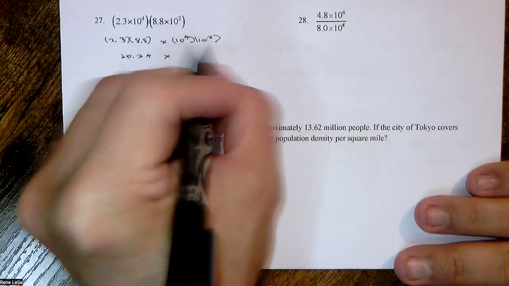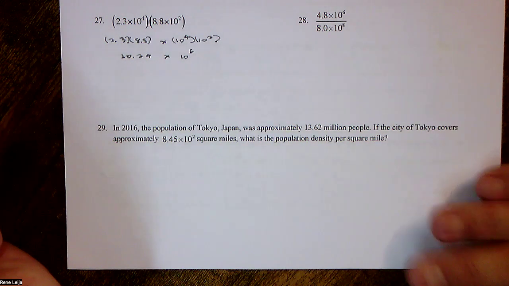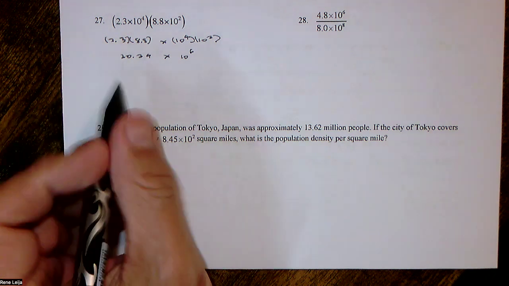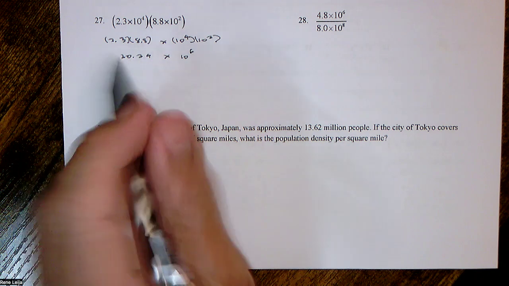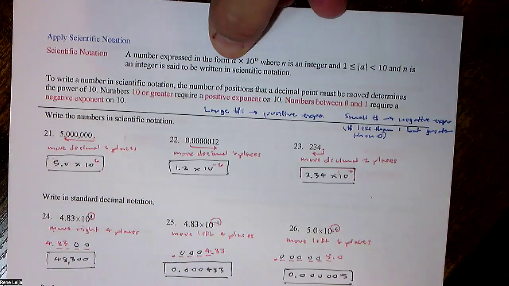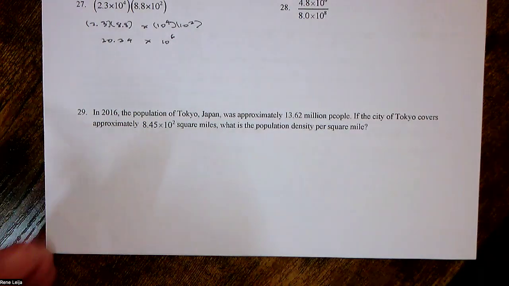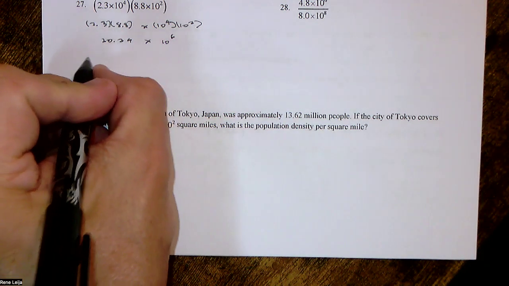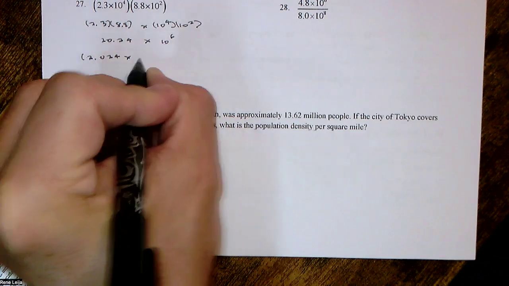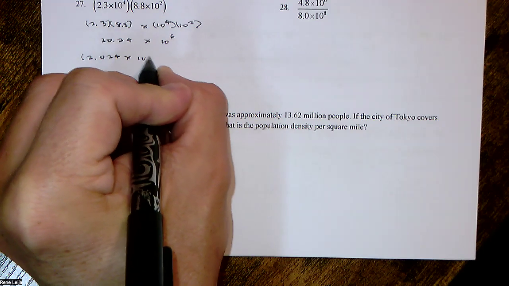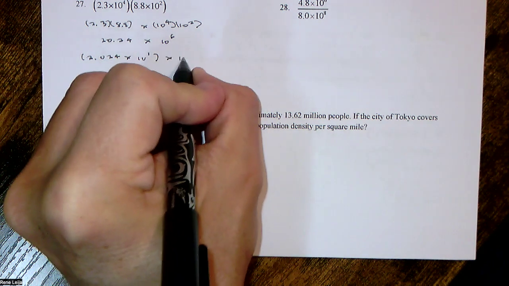Times, well, notice your bases are the same, and so you add your exponents. 4 plus 2 is 6. Now, it would be nice to think that we're done. However, look at your first number. It's 20.24. Remember, in scientific notation, your A has to be a number that's in between 1 and 10. So this is going to turn into 2.024 times 10 to the first power times 10 to the sixth.